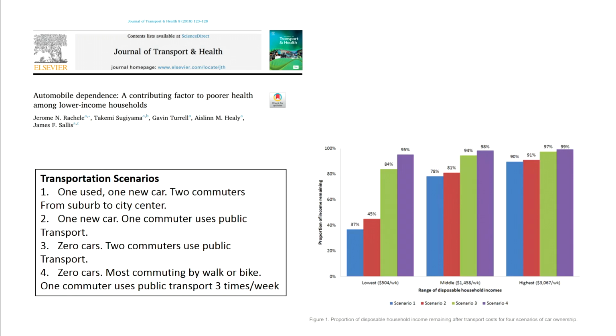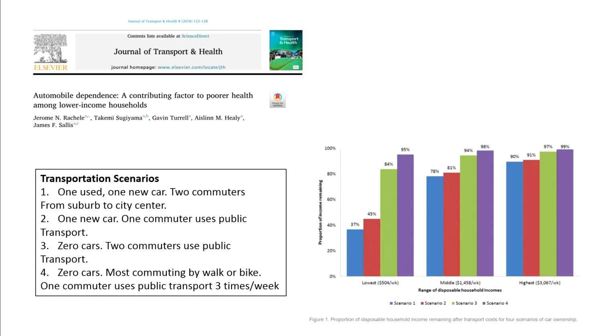And so if you look here, if you're a high income person, car expense is a very small part of your income. So the scenarios make no difference. If you're medium income, it makes a little bit of difference. If you don't have cars, you've got a lot more disposable income.